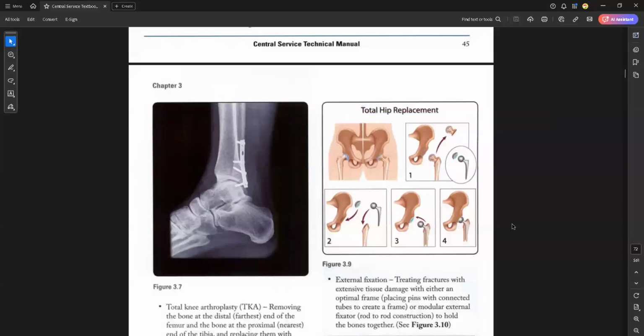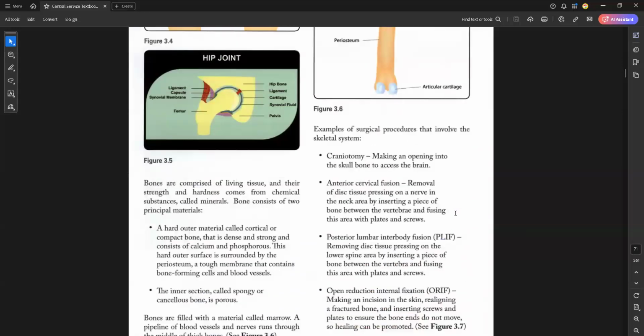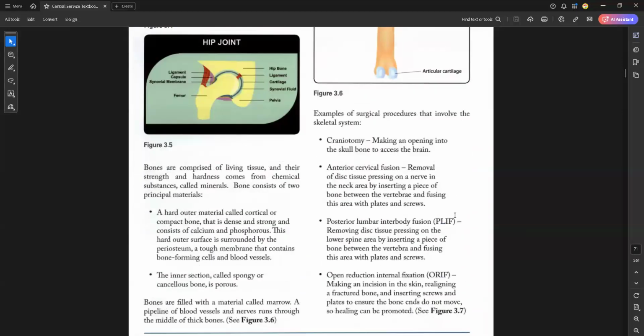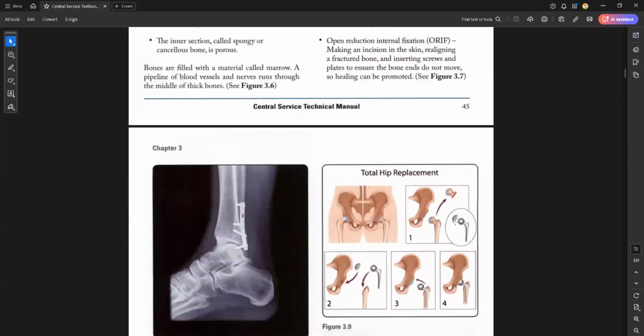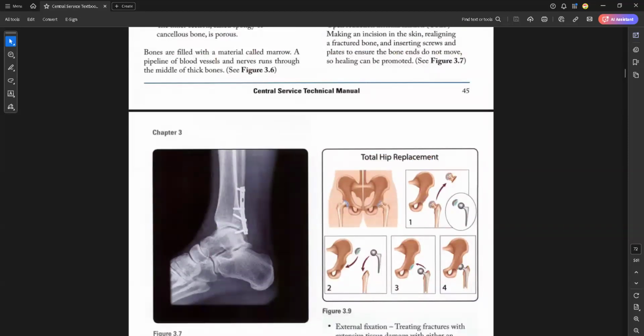So these are the surgical procedures. Now we are interested in the surgical procedures associated with the skeletal system. We have the craniotomy below the figure. So we have total knee arthroplasty, and then we also have a total hip replacement.